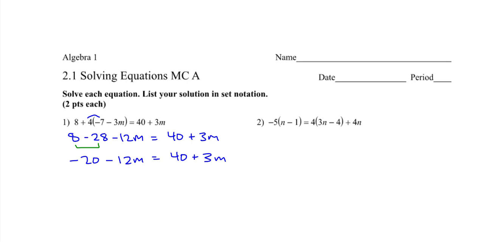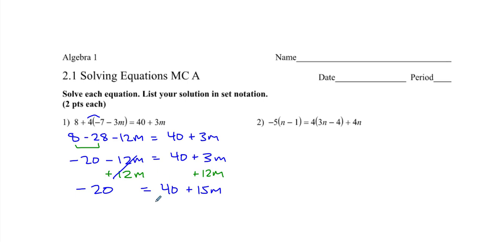work with my variable term first. Okay, so I'm going to find the term with the variable, and then I'm going to do the opposite operation, the inverse operation. Here I have a negative 12m, so I need to do a positive 12m so I can get my variable on one side of the equation. Okay, then this now becomes negative 20, negative 12m plus 12m, those go away. We got the equal sign, we got 40, we got 3m plus 12m, which is a positive 15m.